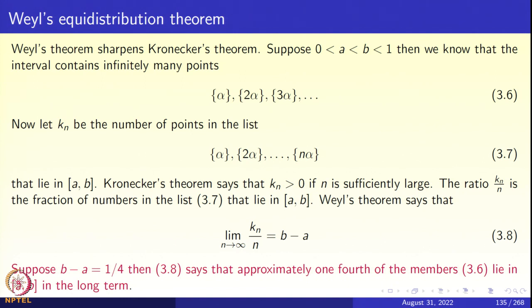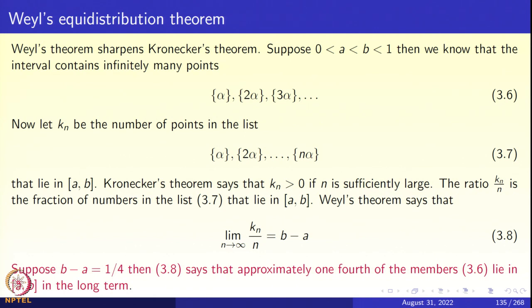In the first n iterates of this experiment, how many times does this fractional part of k alpha hit the interval AB? It's like a game of darts where it's a linear dart board and the bullseye is the closed interval AB. In the first n iterates, namely equation 3.7, kn is the number of hits, the number of points in 3.7 that lie in the given interval AB. Then kn by n is the frequency with which you hit the bullseye. You take the limit of kn by n as n tends to infinity, and it is the asymptotic relative frequency with which these numbers enter the specified interval AB.